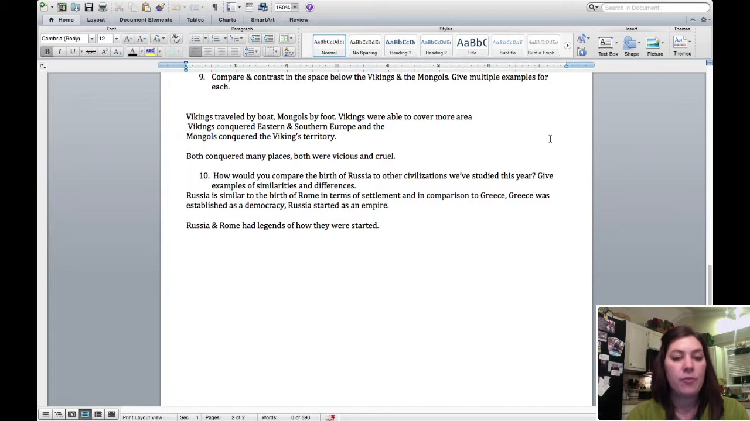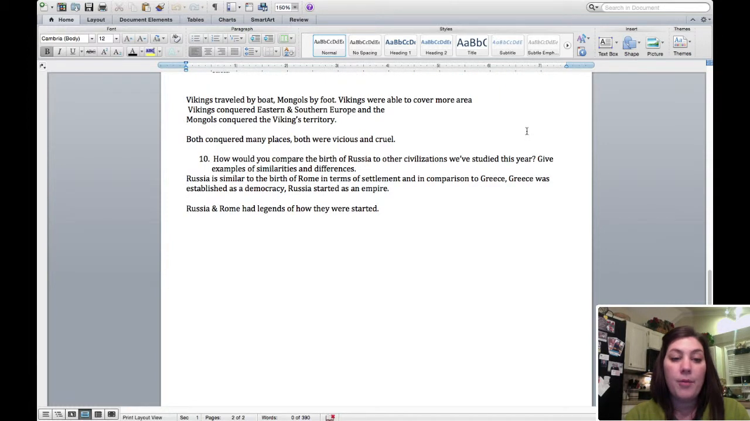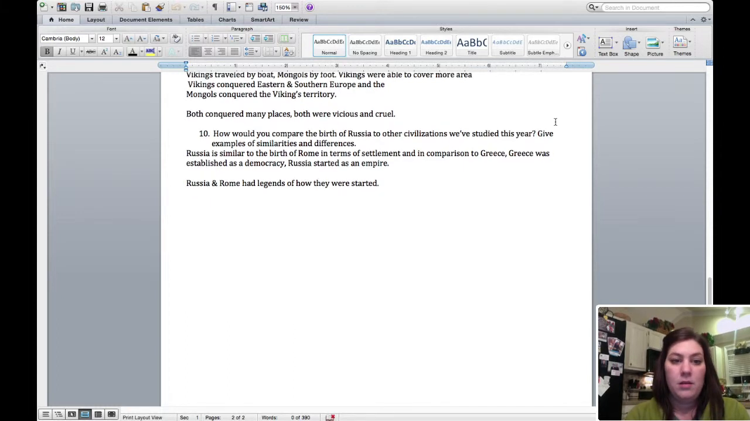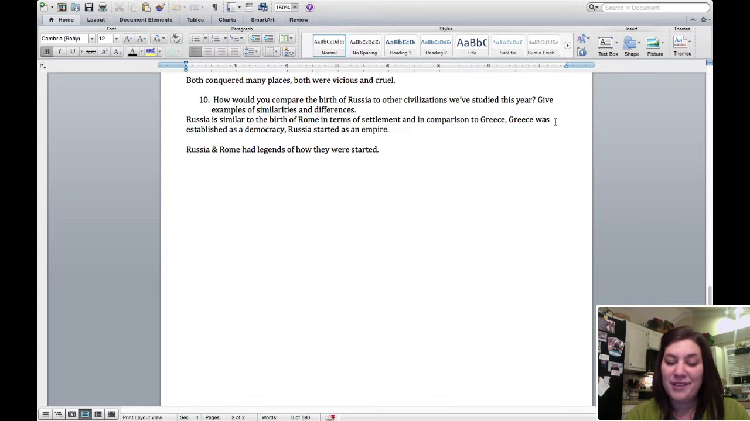The Vikings traveled by boat. The Mongols traveled by foot. Vikings were able to cover more area because they traveled by boat. They traveled quicker. The Vikings conquered Eastern and Southern Europe, and the Mongols conquered the Vikings' territory. So the Mongols kind of came after the Vikings. And both of them conquered many places. They were both vicious and cruel. They did whatever they could to take over the civilizations and the lands that they wanted to conquer. Thus the fall of the Byzantine Empire, and we talked about that last week.